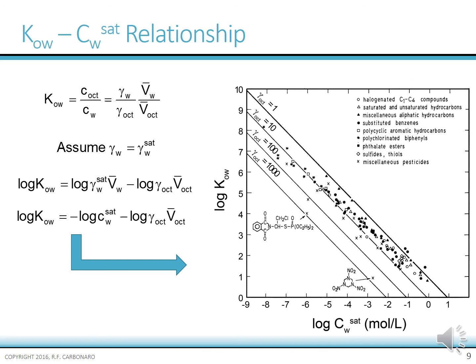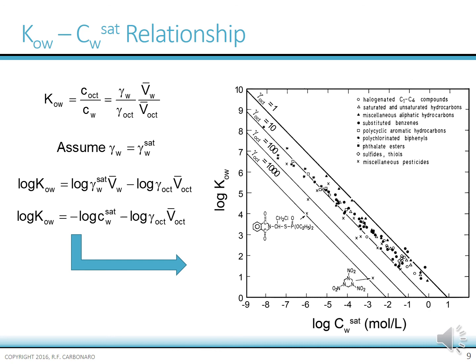There are reference lines shown on this plot, four of them, in fact. Each line corresponds to a different activity coefficient for the octanol phase. So it goes from an activity coefficient of 1 all the way up to 1,000. And you can see that most of the data, if not close to all of the data, falls between an activity coefficient in the octanol phase of 1 and about 100, with a few outliers.